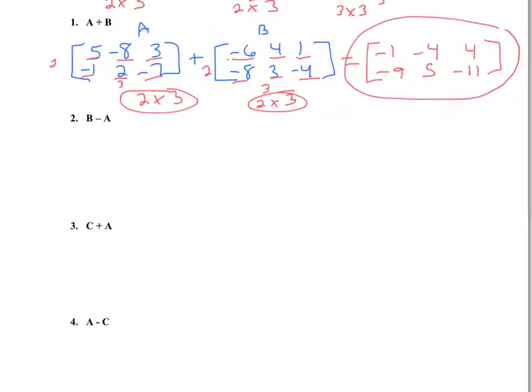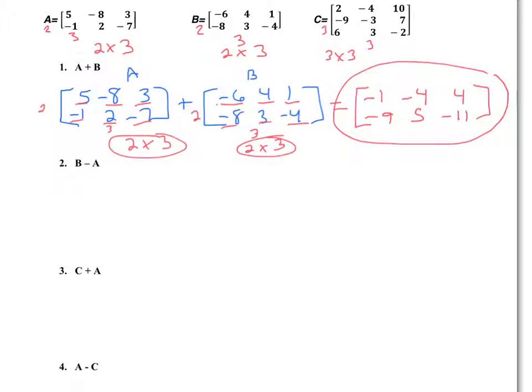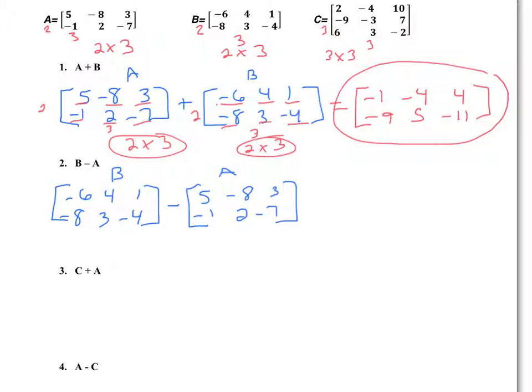Let's go ahead and look at number 2. So I'm going to go ahead and write down the matrices. When we are subtracting matrices, we go ahead and subtract each corresponding value. So negative 6 minus 5 is negative 11. 4 minus negative 8: 4 minus a negative makes plus, so it's 4 plus 8 is 12.